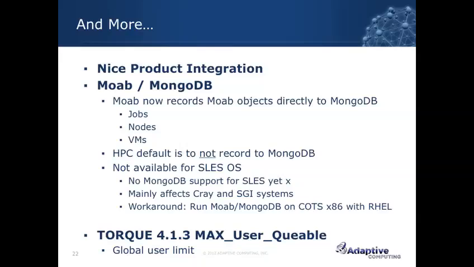So by default, HPC is not turned on for Mongo, but we do have customers that want to use it. And at this time, it is not available for SLES, so just a caveat there. And then just general things, just highlighting that we added some things in 4.1.3 in Torque that will show up in 4.2, such as Max User Queuable, and there's other things like that.